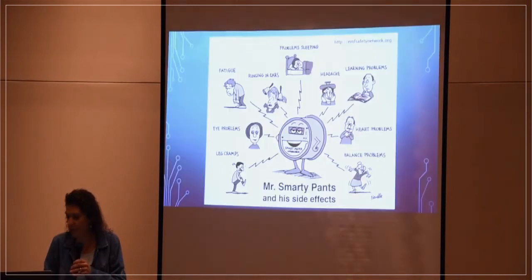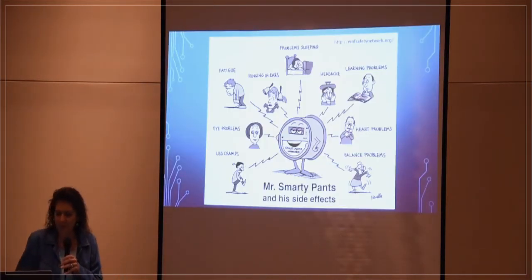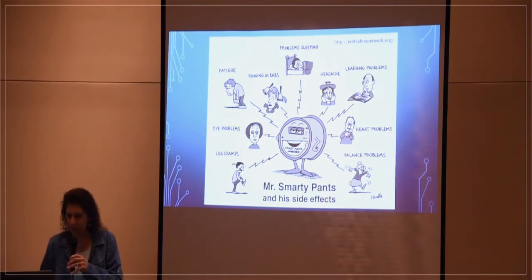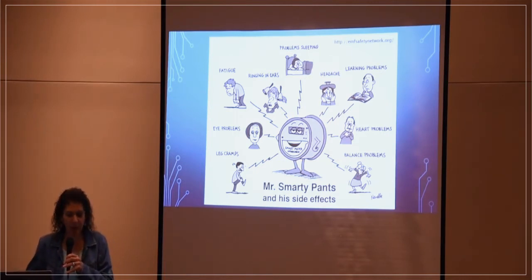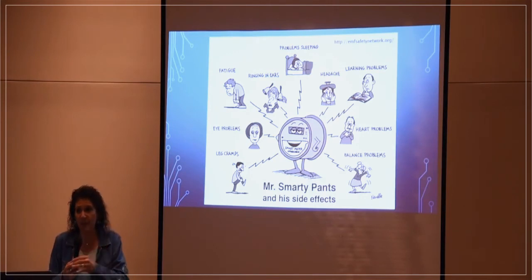I have a cute little picture I found on the EMF Safety Network. Mr. Smarty Pants, what does a smart meter cause? A lot of fatigue, a lot of ringing in the ears, eye issues, leg cramping, a lot of heart palpitations, because your heart is obviously very electrical, balance problems, learning problems and issues, headache, sleeping issues. This is huge. Now we're going to talk about what to do if you have a smart meter next.